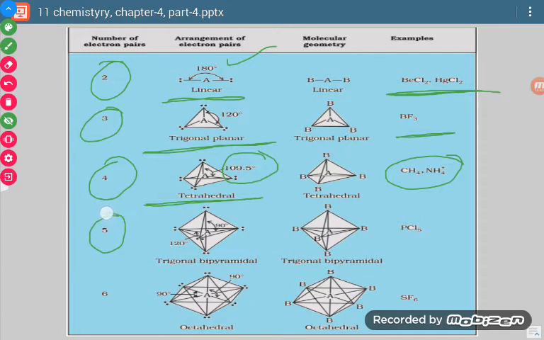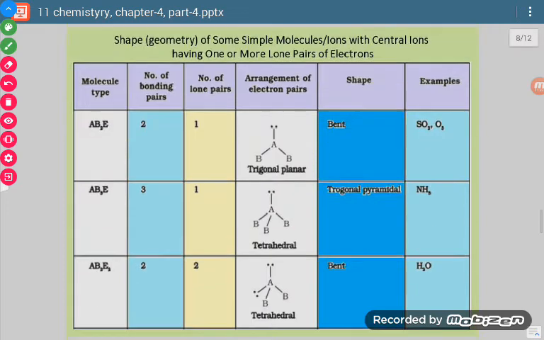When there are 5 electron pairs around the central atom, then geometry is trigonal bipyramidal, and the example is PCl5. When there are 6 electron pairs, then the geometry is octahedral, and the example is SF6. In case of trigonal bipyramidal, 3 atoms are on the same plane, and the 4th and 5th are one above the plane and one below the plane. Similarly, for octahedral, 4 atoms are on the same plane, and the 5th atom is above the plane and the 6th atom is below the plane. So this way we can remember this.